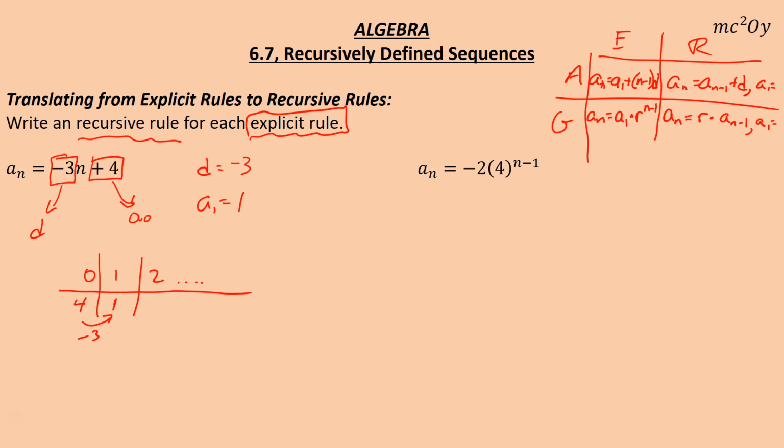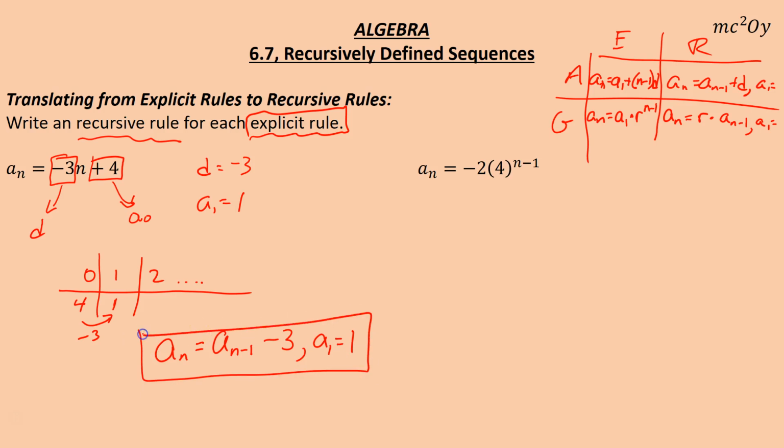How does that help us? Well, now we have everything we know for a recursive rule for arithmetic. We know a sub n is equal to a sub n minus 1 plus our difference of negative 3. So you don't have to write it as plus negative 3. You could just say, if you wanted, minus 3. And then we need to list a sub 1 out. A sub 1 is 1. That's where we start our pattern. That is how the a sub 0 helps us out.